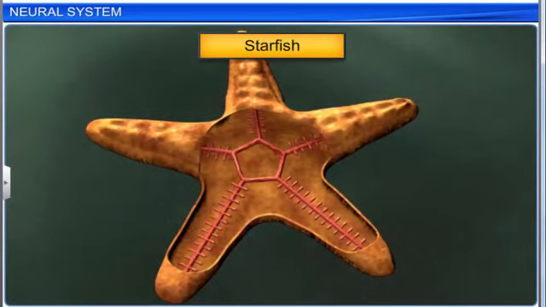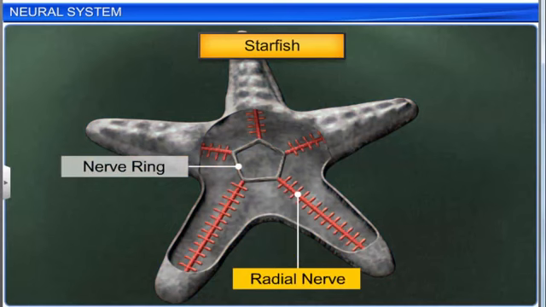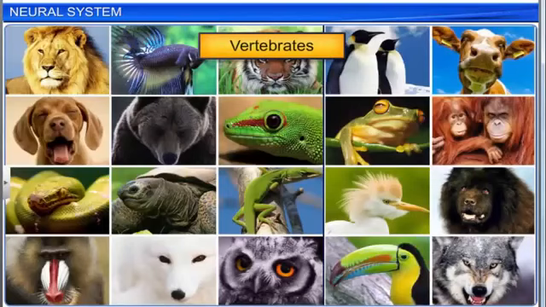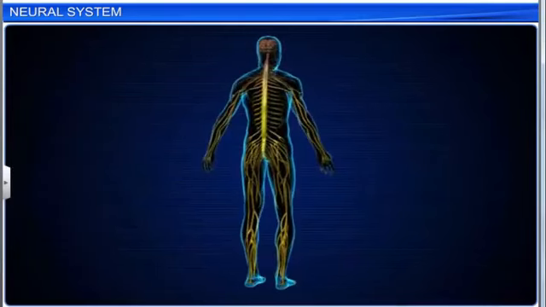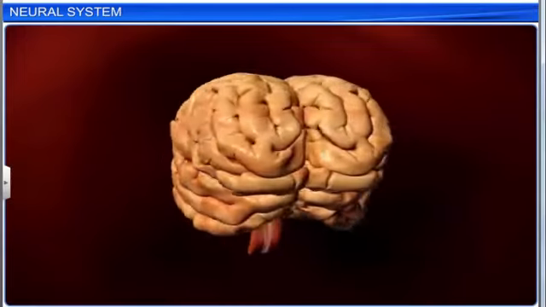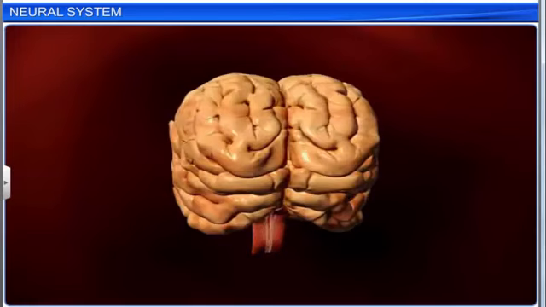Starfish do not have a brain, and its nerves are radially organized with a connecting ring in the center. All vertebrates have a well-developed neural system. However, the brain is the most complex and advanced in the primates, especially in human beings. Here, we'll discuss the human neural system in detail.